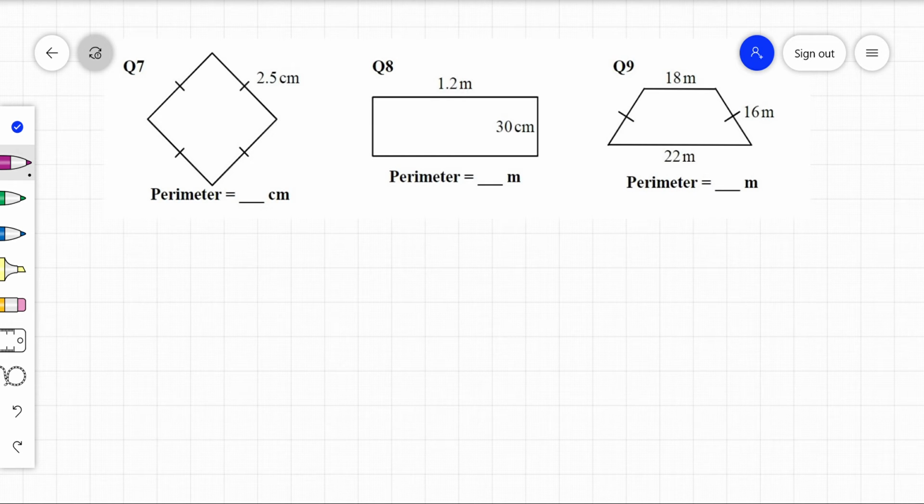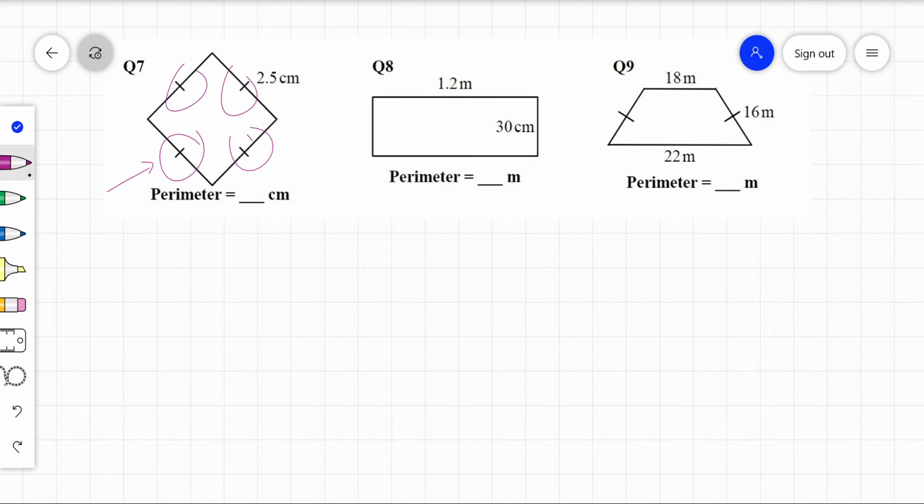All right, so I just wanted to go over how you set out your working for perimeter. So remember, perimeter is all the way around, like a fence. We can see these little marks here mean that all sides are equal length, and we've got 4 sides. I can see a lot of you did 4 times 2.5, which is awesome.